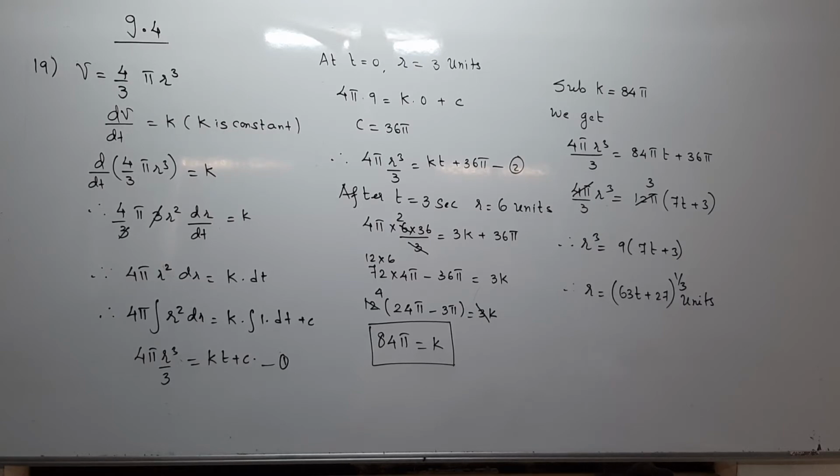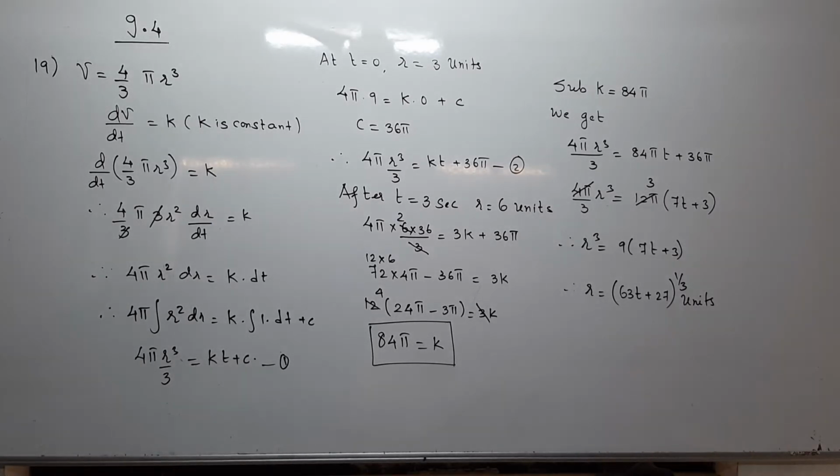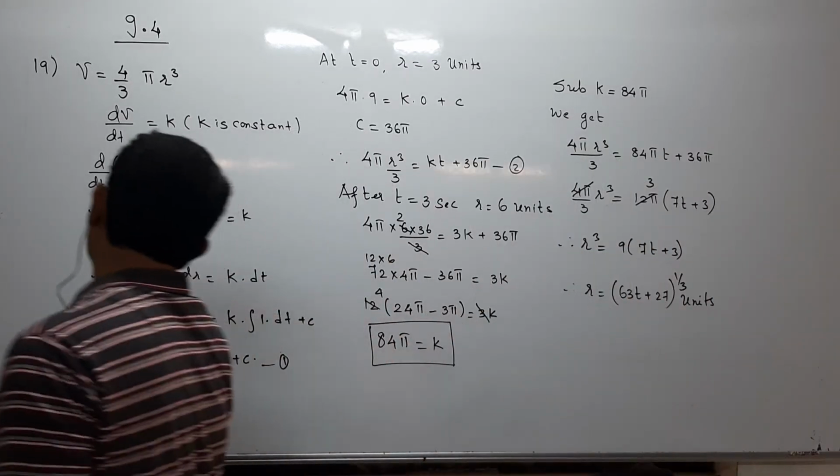Let us check which form, students, the answer is written. We can write the answer in different forms. This is the answer given in the back. So this word problem is one of the most interesting word problems, students, and according to me, if a word problem is to be asked in an exam, then this type of word problem should be asked. So after t seconds, the radius of this spherical balloon can be written in the form r is equal to (63t plus 27) raised to 1/3 units.